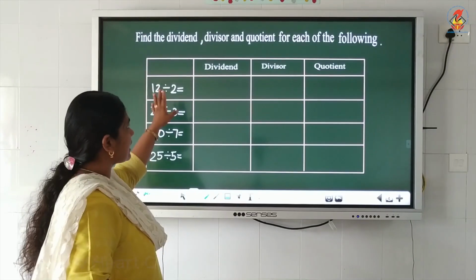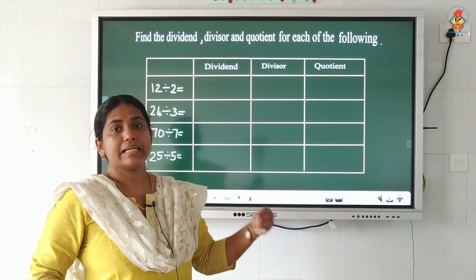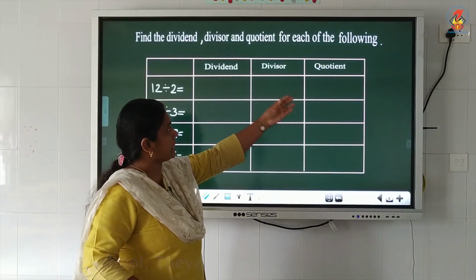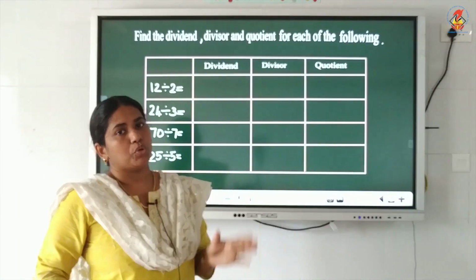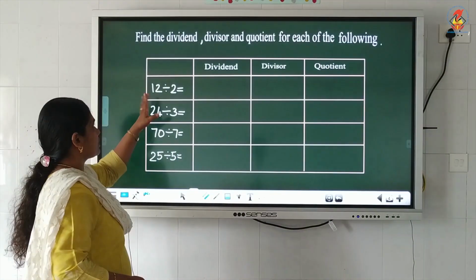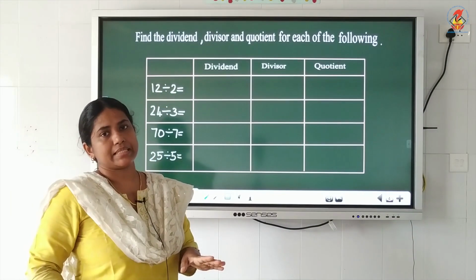So the terms are given here. First we want to find out the answer, then we have to write separately in each column which is the dividend, which is the divisor and which is the quotient. Now look at the first question, 12 divided by 2. That is the first question.